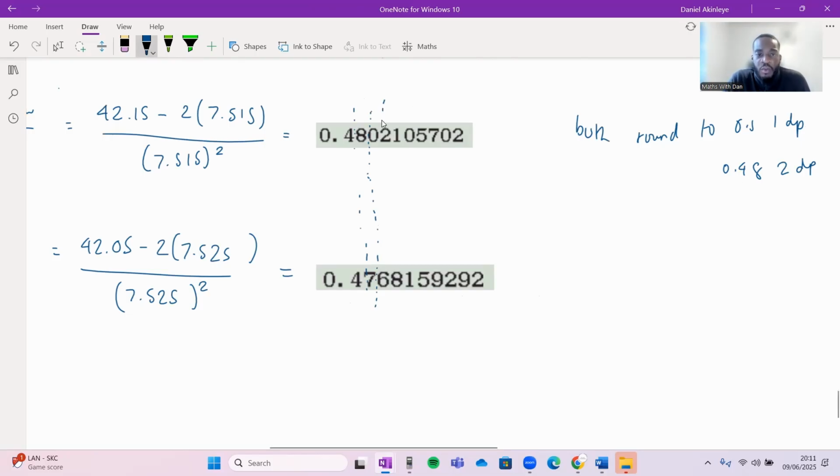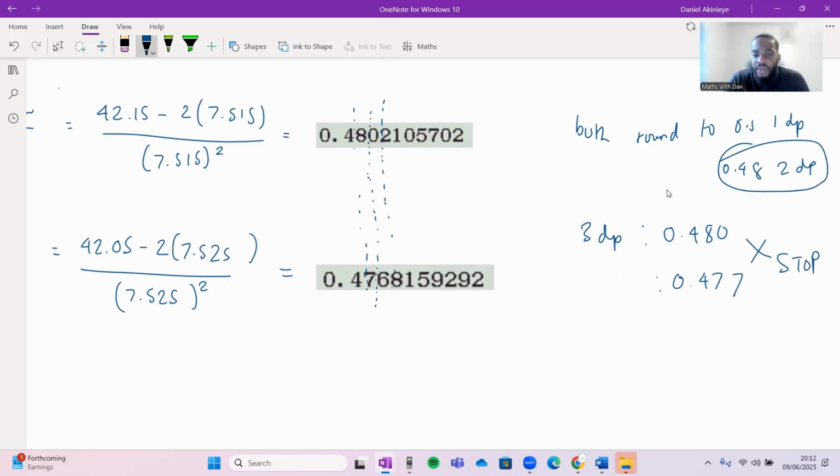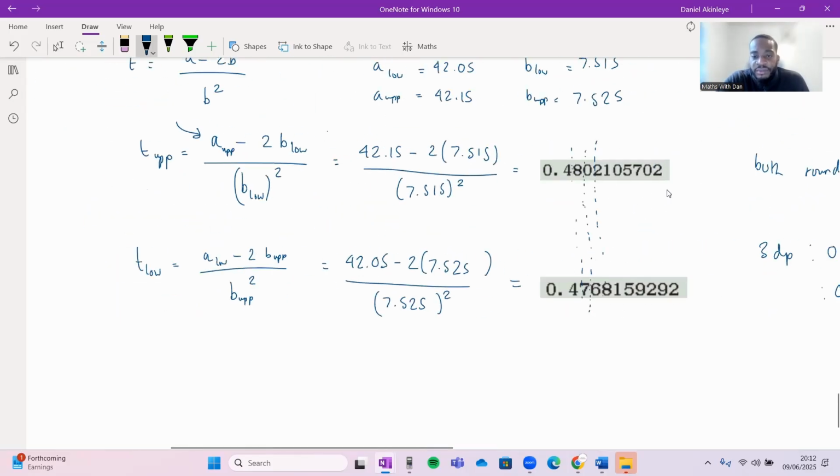You keep going. But would this one be to 3 dp? Let me write 3 dp here. Top one would be 0.480, like that, or just 0.48 again. And then this one would be 0.477. These are not the same. So we have to stop here. And the answer is this one, 0.48. Does that make sense, guys?